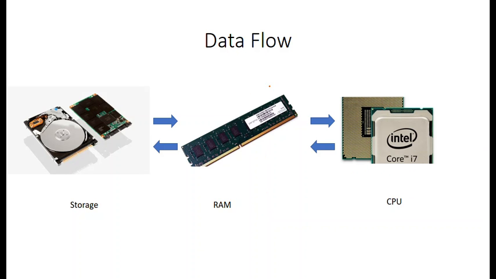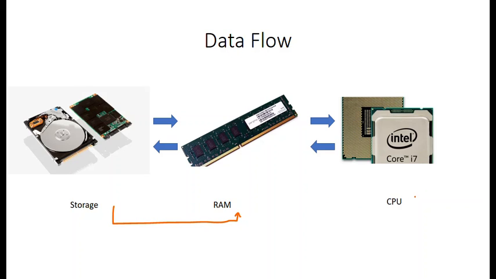Okay, here is a diagram illustrating the data flow, or how these three major components communicate with each other. So let's assume that we had an Excel sheet called mytaxes.xlsx, and we opened that file using Excel. At that point, the data for that file will travel all the way from the storage device to RAM so that it can be accessed quickly by the CPU later, right?